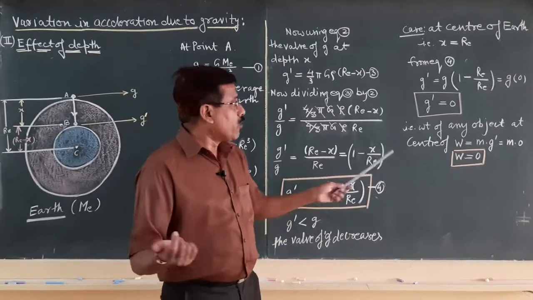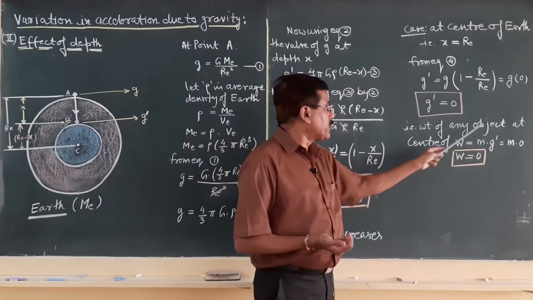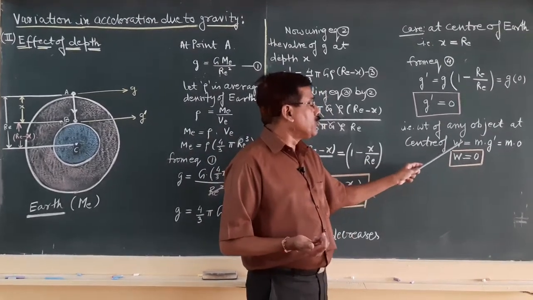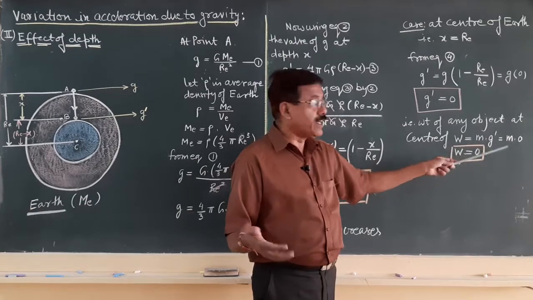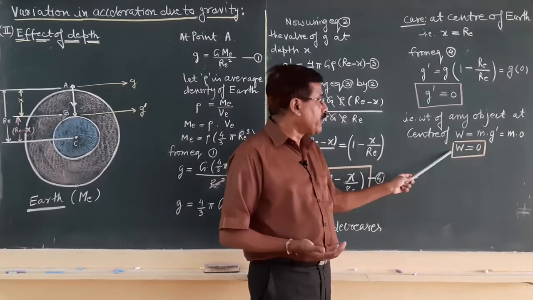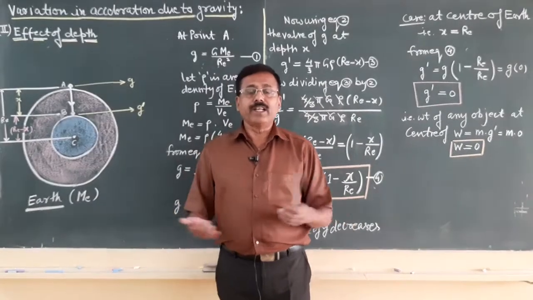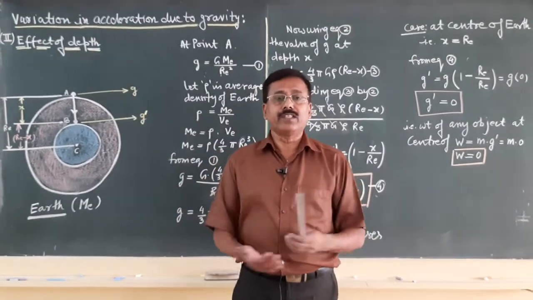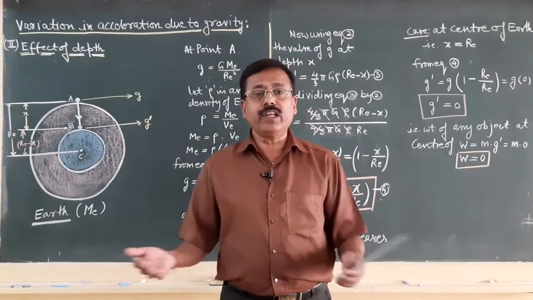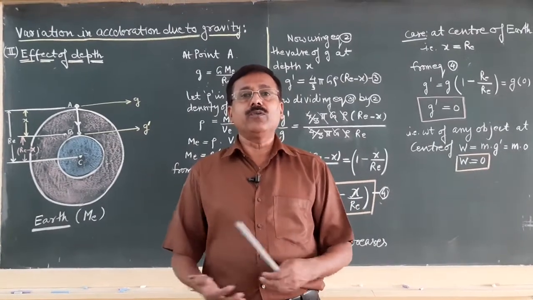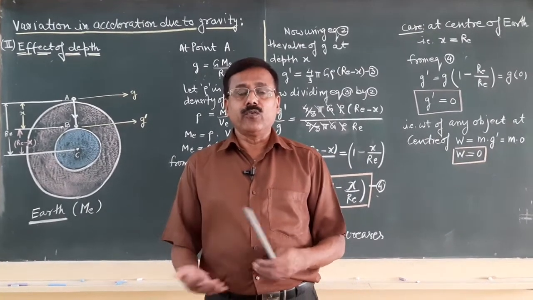It means, what will be the weight of any object at the center of the earth? W is equal to mg dash, but g dash we found is 0. So, weight will be 0. It means at the earth's center the object experiences weightlessness. So, in this way, very clearly we can come to know how the value of g varies with depth.